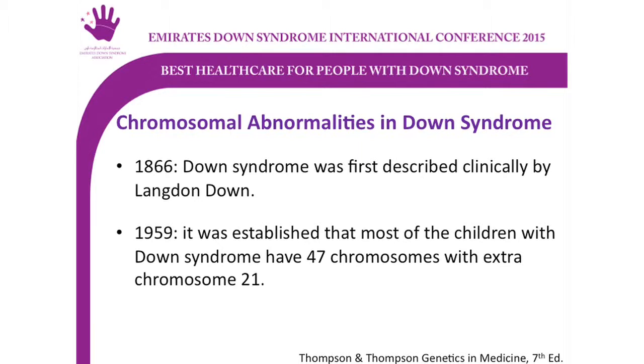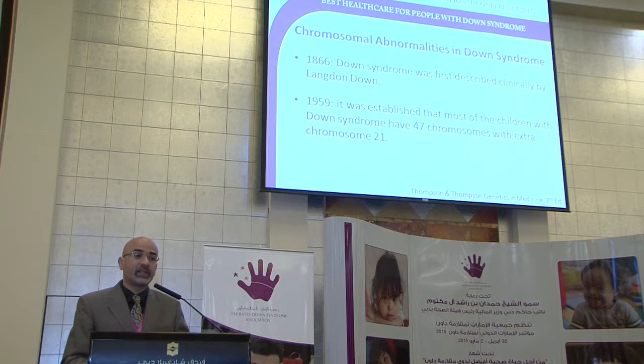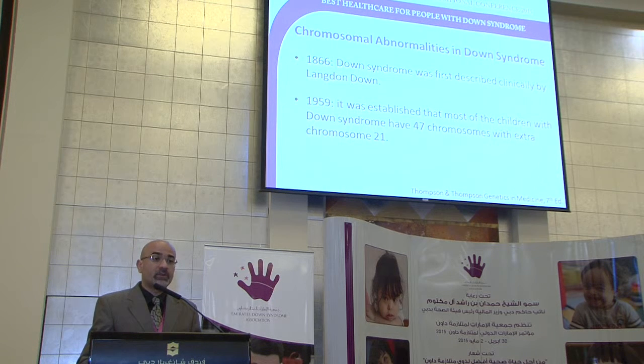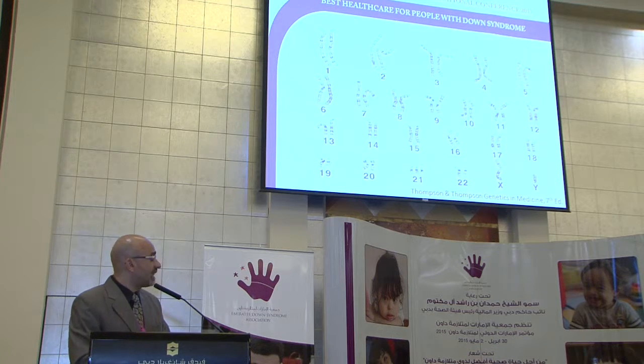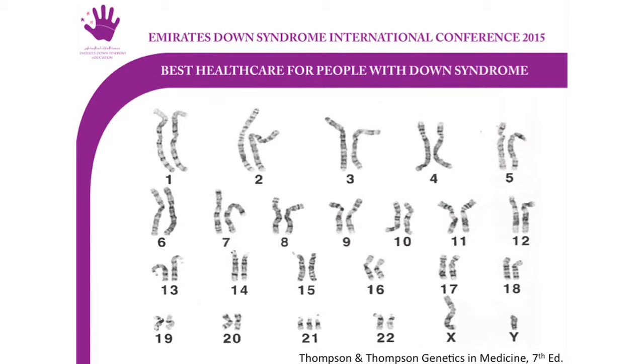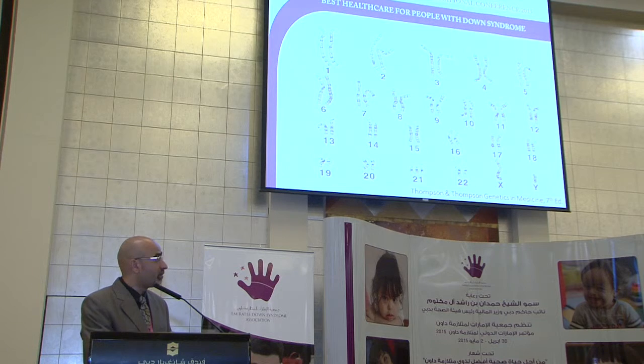Okay, so Down syndrome was clinically described in 1866, but it took about 100 years to understand the molecular mechanism, that Down syndrome is linked to chromosomal abnormalities. And this was the initial finding, what we typically see in Down syndrome: 3 copies of chromosome 21. This can easily be seen by regular karyotyping.